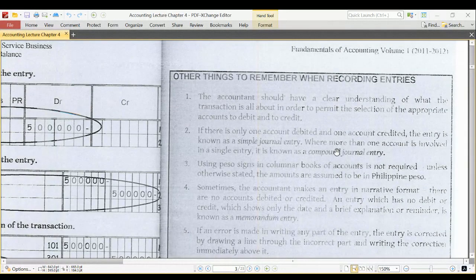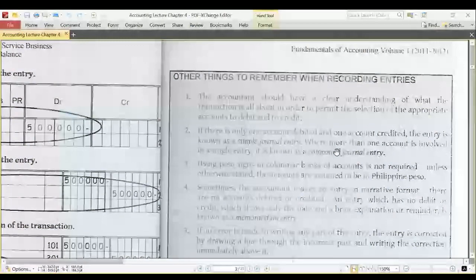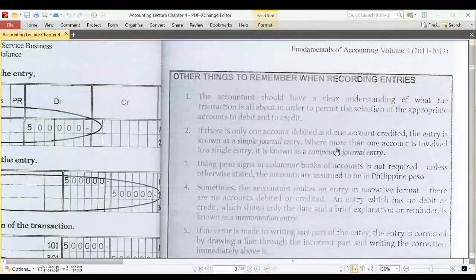And of course, you will not be able to properly analyze if you do not have the knowledge of the Philippine Financial Reporting Standards or the Philippine Accounting Standards. That's why, as we have discussed last time, accounting is not really a profession without standards. We, as accountants, follow the standards in recording and reporting. And those are the Philippine Financial Reporting Standards, Philippine Accounting Standards, and generally accepted accounting principles.